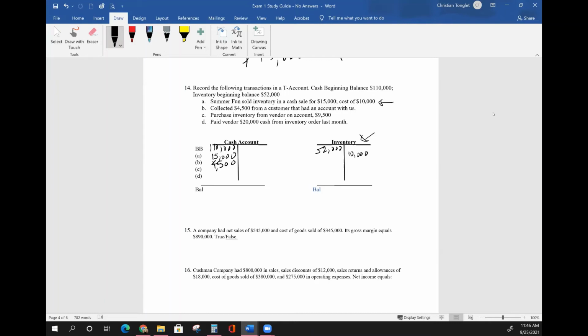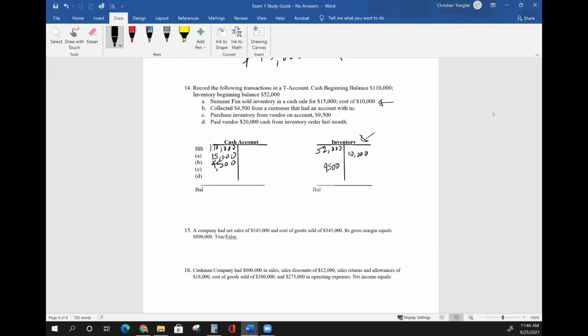Okay, C. I purchased inventory from a vendor on account, $9,500. Well, it's telling me that I purchased it, but I didn't pay for it with cash. I'm putting it on an account, so nothing's happening to my cash. I didn't pay for it yet. It's saying that it's on account. So is it affecting inventory? Yes, because I'm buying inventory. So what's happening? I'm going to have a debit to inventory because I have an asset coming in. My products are coming in. It's an asset account. So I'm going to debit $9,500.